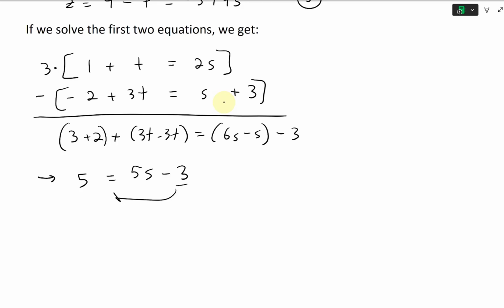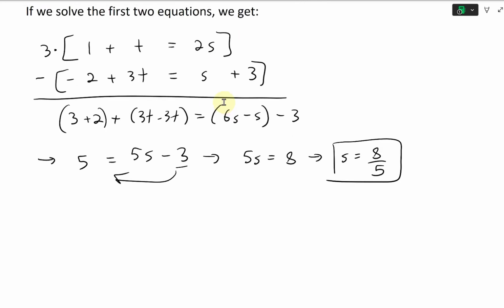And then move this 3 over to the other side and divide this 5 out, or just move it over. So we're going to get 5 plus 3 is 8. So we're going to get 5s equals 8, and then divide this out, s equals 8 over 5. Like that. Alright, so we have s equals 8 over 5. We could plug this inside equation 1.